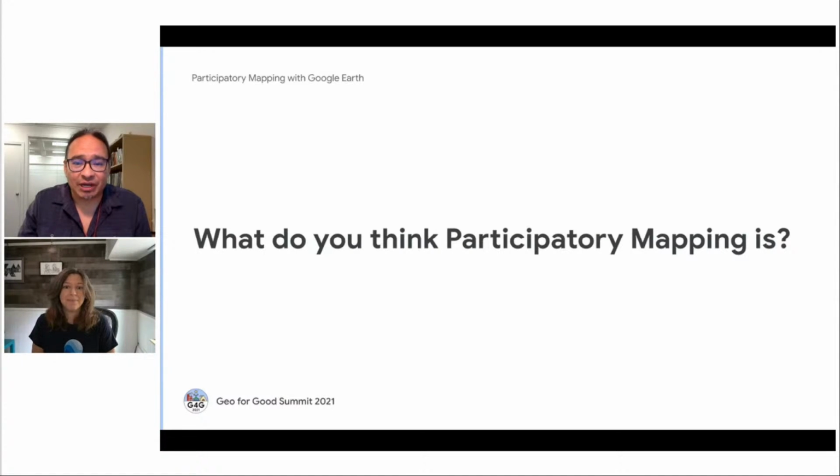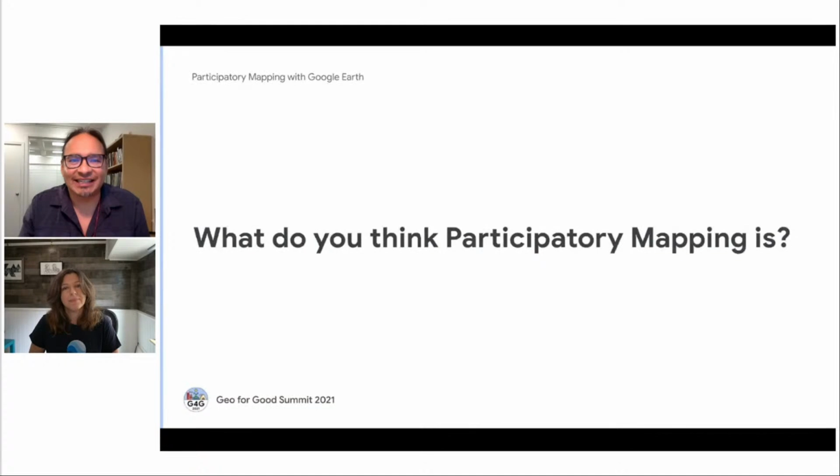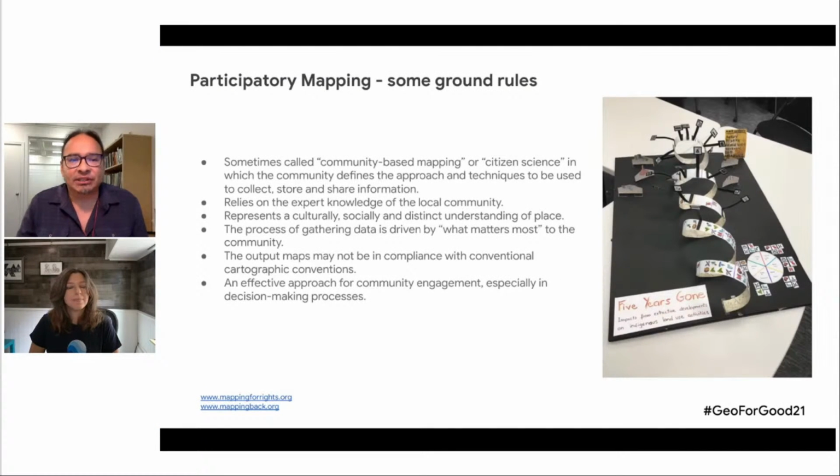Well, participatory mapping is a process of engaging community members to be part of the research process, to lead the mapping exercise. And so we really found that mapping is about engagement, it's about people, and it's about telling a story through maps. And so there are some ground rules to participatory mapping. Sometimes it's called community-based mapping. Sometimes it's called citizen science.